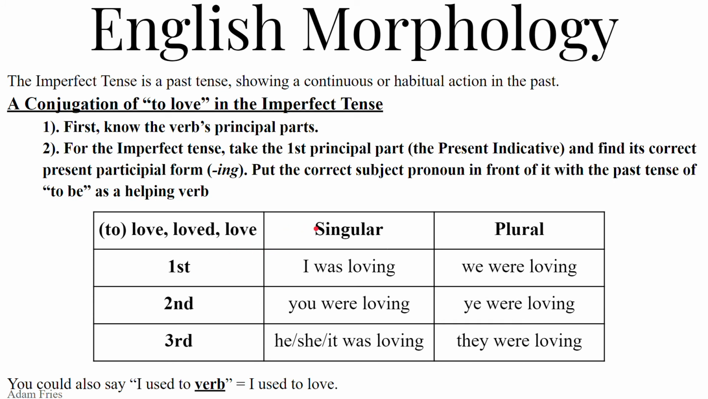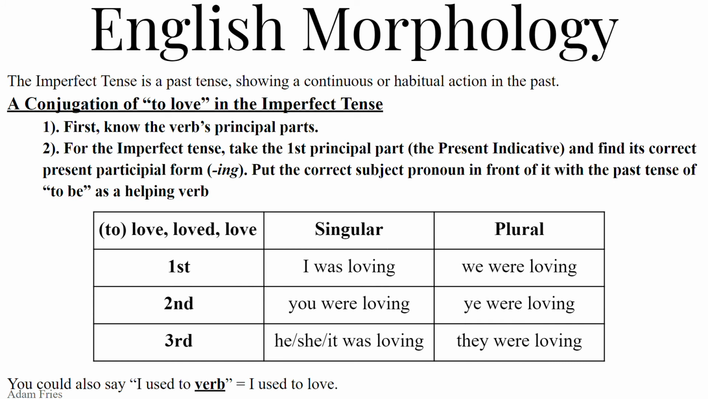Second person singular, you were loving. Third person singular, he, she, it was loving. First person plural, we were loving. Second person plural, ye were loving. And third person plural, they were loving.